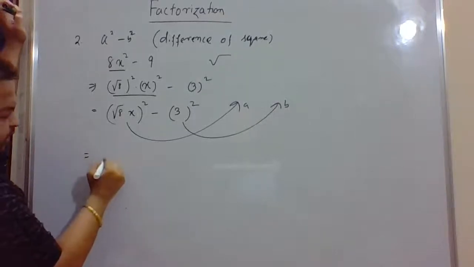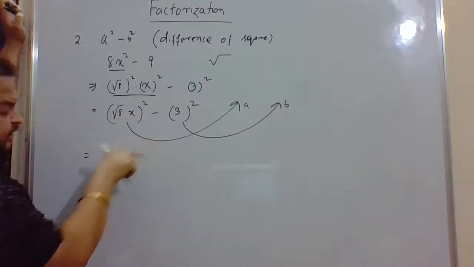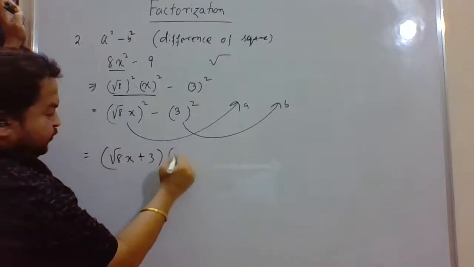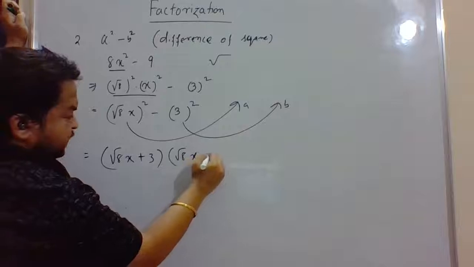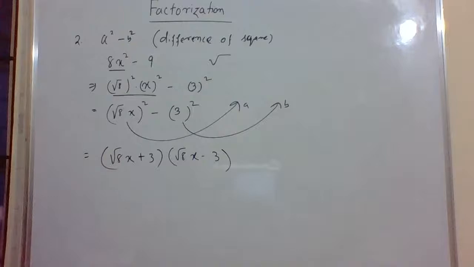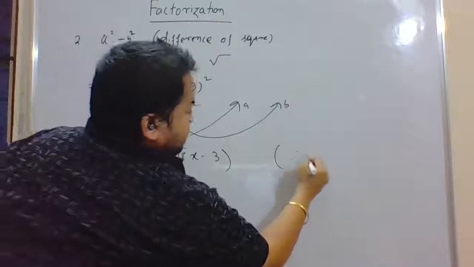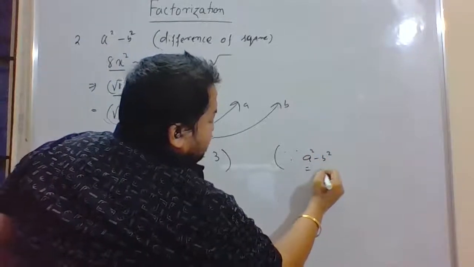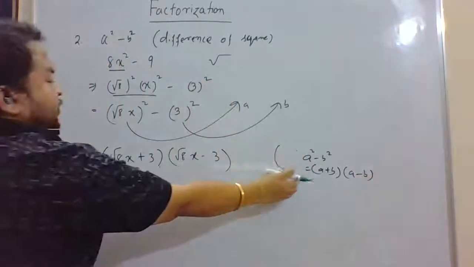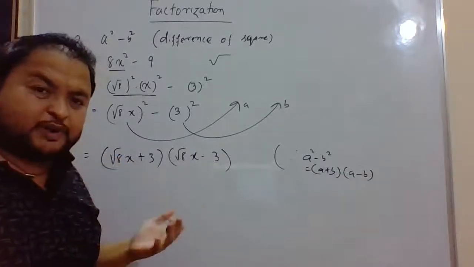Very simple. So a is root over 8x. Again, ensure that the radical sign does not go over x, plus 3 into root 8x minus 3. Okay. And if you want to do more practice, in bracket you can write a square minus b square equals a plus b into a minus b. If you keep doing this, it will be very easy for you to remember the formula.